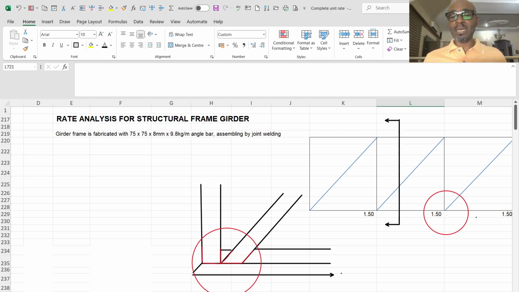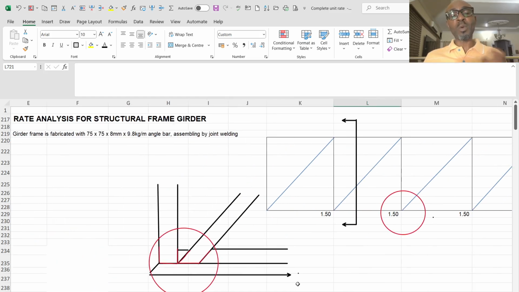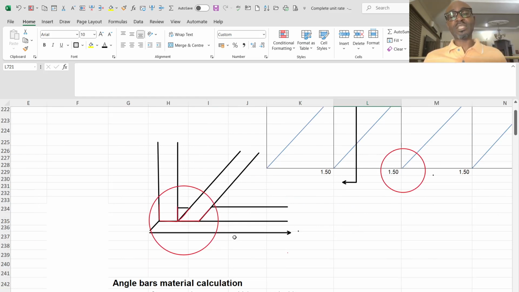Like I said, I have a sketch of a girder beam that has a span of 7.5 and the height is 1.2. It has 6 number vertical strokes and 5 number diagonal strokes. Then it has 2 ties of 7.5 meters, both bottom and top. And I brought out the jointing for us to understand how the welding was done at each joint.